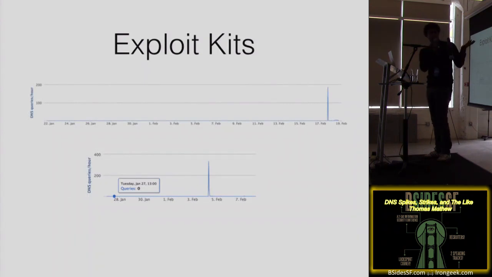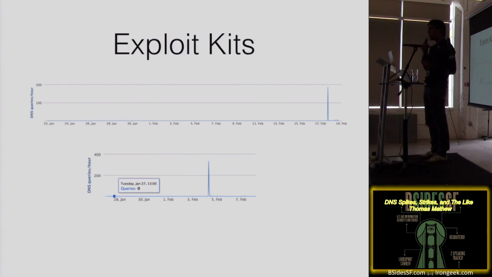So right here is a traffic pattern of 2 exploit kits that came up in, I guess, mid-February. As you can see, for about the previous 2 weeks, there's absolutely no traffic. And then suddenly, in a matter of 1 to 2 hours, there's a large spike.